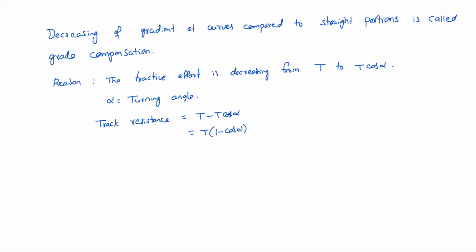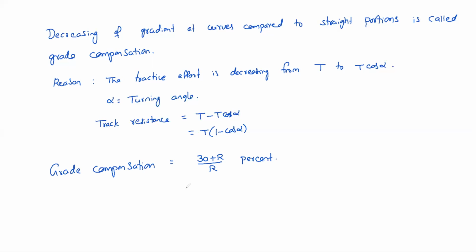Because of this track resistance, we need to decrease the limiting gradient values provided by the IRC. Up to what value we need to decrease is the grade compensation. The grade compensation formula given by IRC: grade compensation equals the minimum of, or otherwise direct level, 30 plus R by R %.